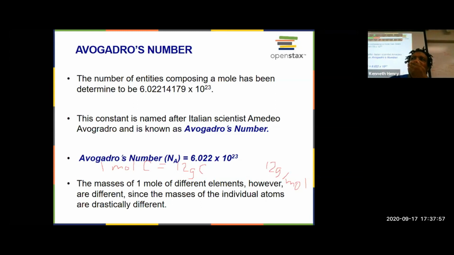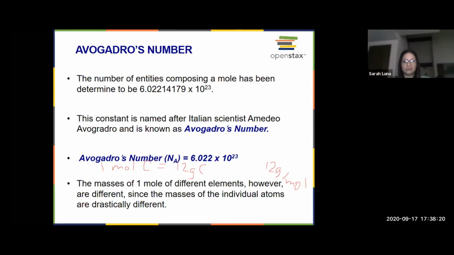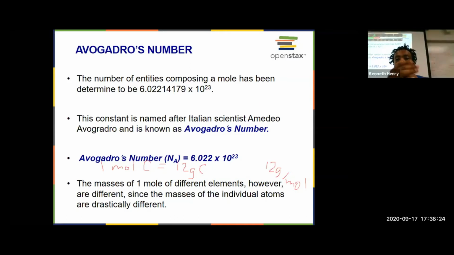Now, if 1 mole is 6.022 times 10 to the 23rd, and I have a mole of carbon, and I have a mole of oxygen, are they going to weigh the same? No. Because oxygen weighs differently, right?